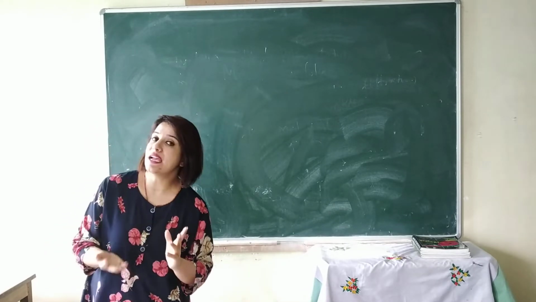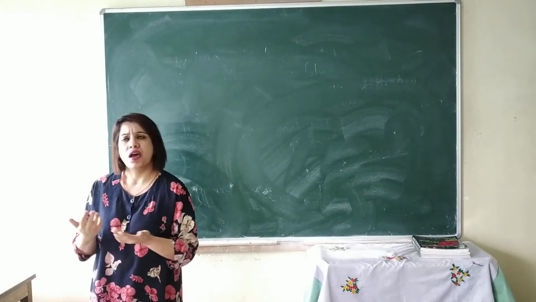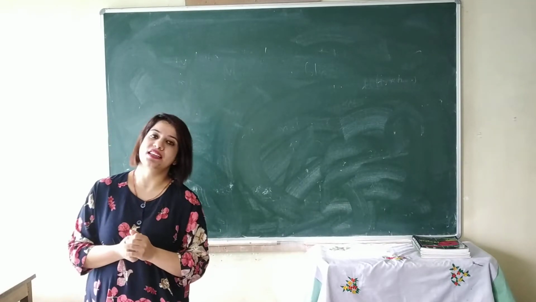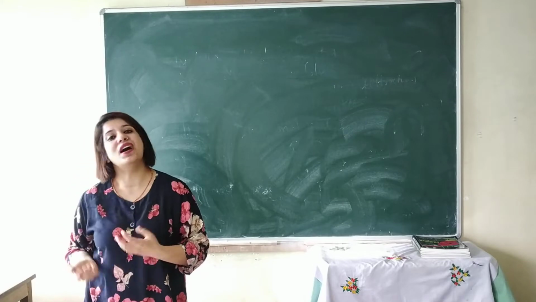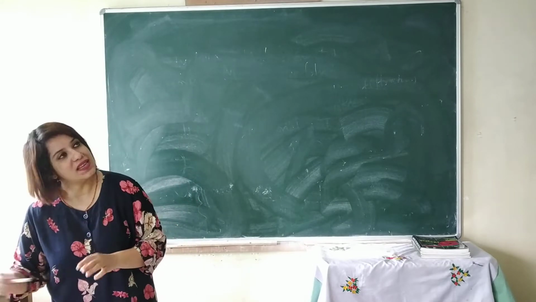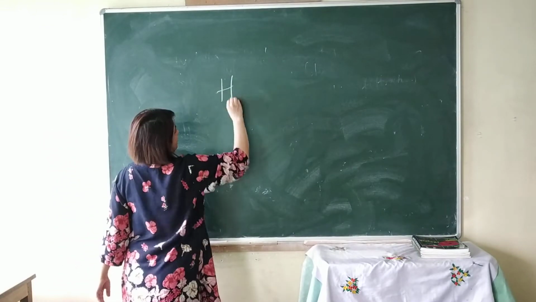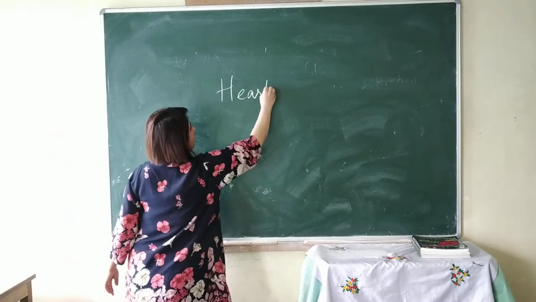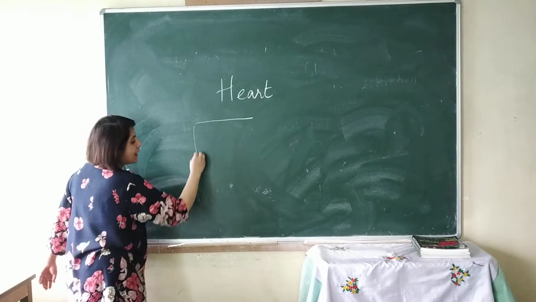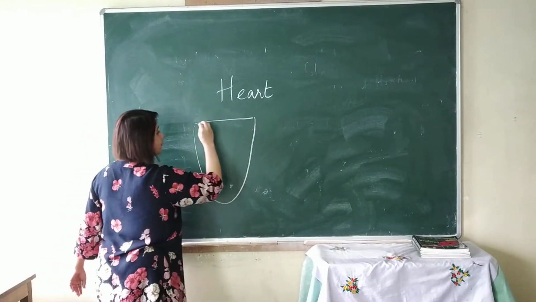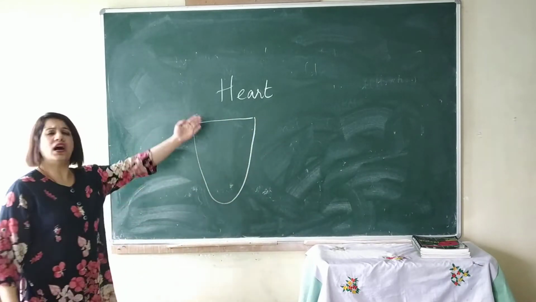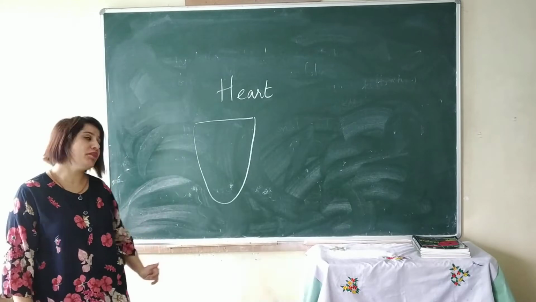Next, the size of the heart. The size of a heart is more or less the size of a fist. So let's continue with the structure of the heart. So I just draw a diagrammatic representation of the heart. A heart is more or less triangular in shape.